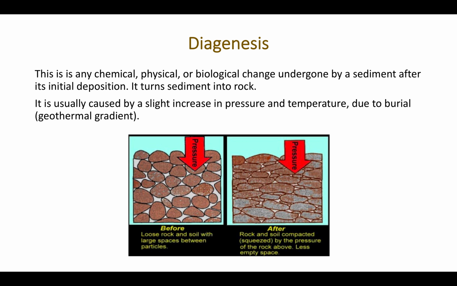Diagenesis is basically any chemical, physical, or biological change undergone by a sediment after its initial deposition. It turns sediment into rock. It's usually caused by a slight increase in pressure and temperature due to burial, and this relates to the geothermal gradient of the Earth. So the geothermal gradient is the increase in temperature as you go down towards the Earth's core, so an increase in temperature with depth. I'm pretty sure the average is something like 25 degrees Celsius per kilometre, but this varies throughout the world depending on the underlying geology and factors like that.